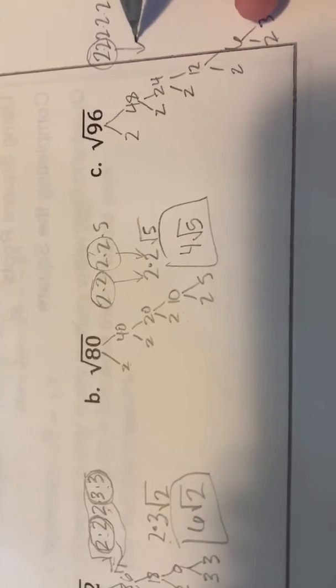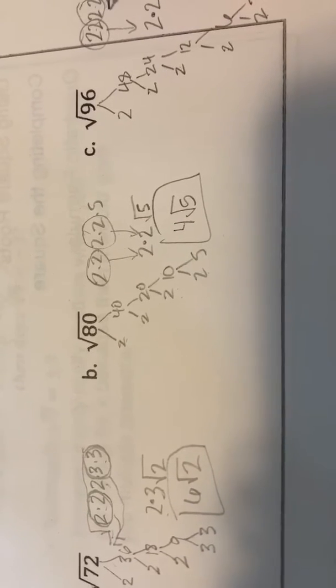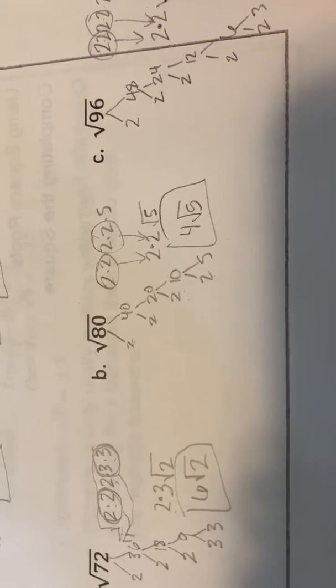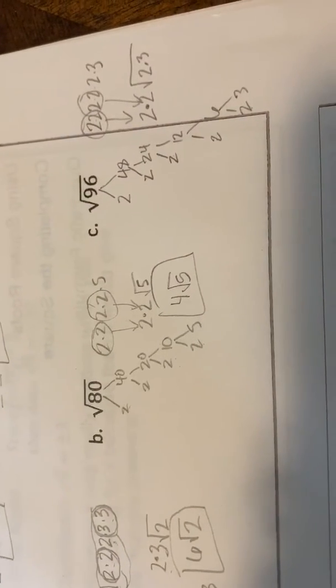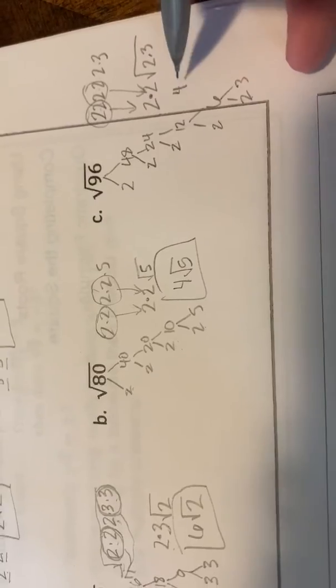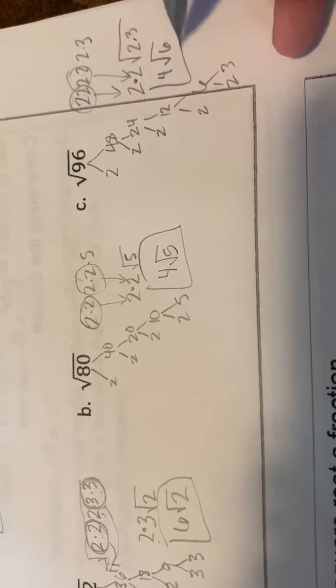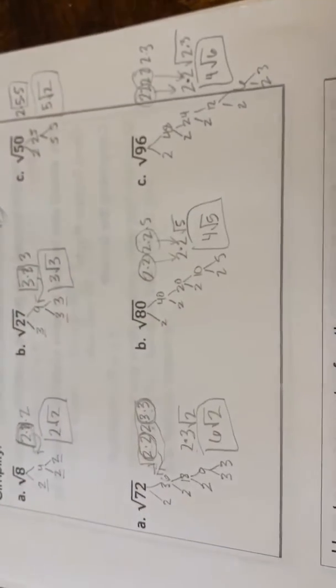So a 2 from that pair is going to make it out. A 2 from that pair is going to make it out. And then in jail, we still have the 2 times the 3. Okay, so we have 4 square root of 6 is our answer there.